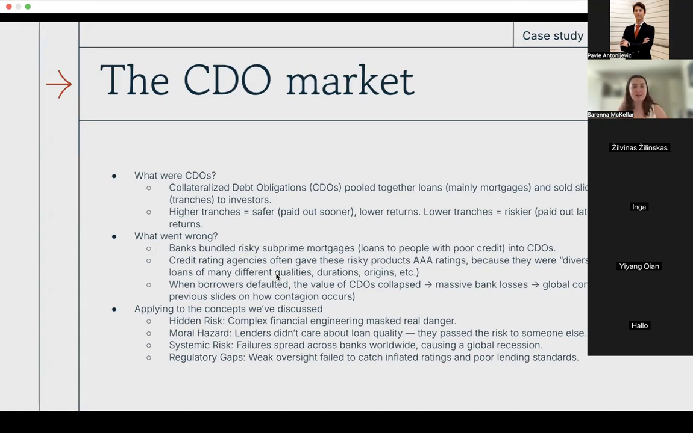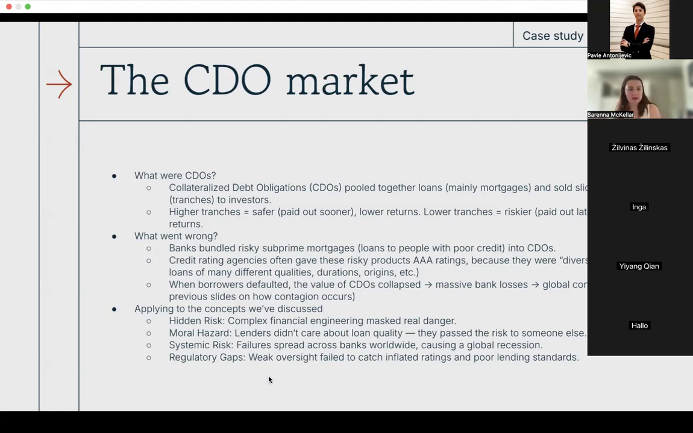So they had to sell their houses. There was a massive influx of houses on the market. This drove prices down. And then, the contagion we talked about earlier basically happened. So, yeah, this was sort of the high level overview of what went wrong.